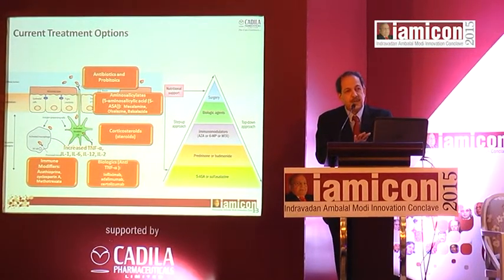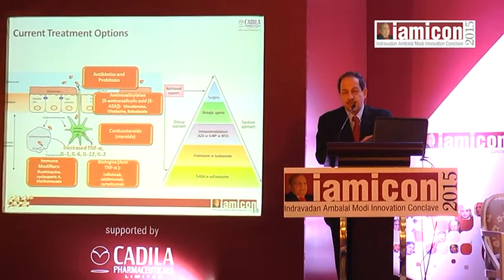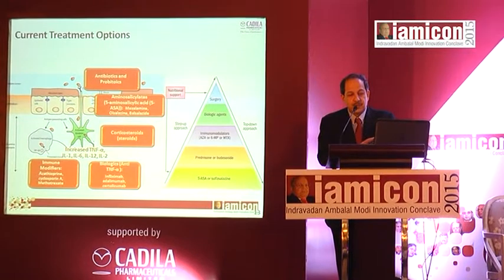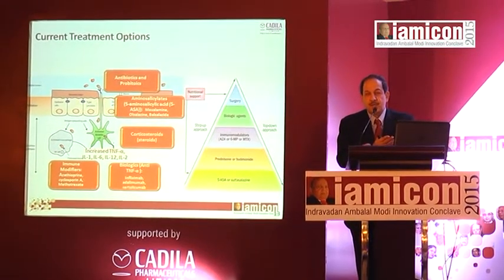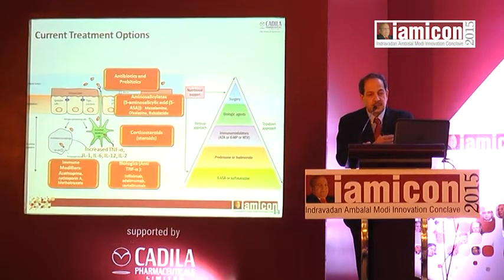So we start with a milder agent. If the person does not respond to sulfasalazine or 5-amino-salicylic acid, we go on to a steroid. If that does not work, we add azathioprine or 6-MP. Then we can go on to biologic agents, and then of course, if everything fails, consider surgery.